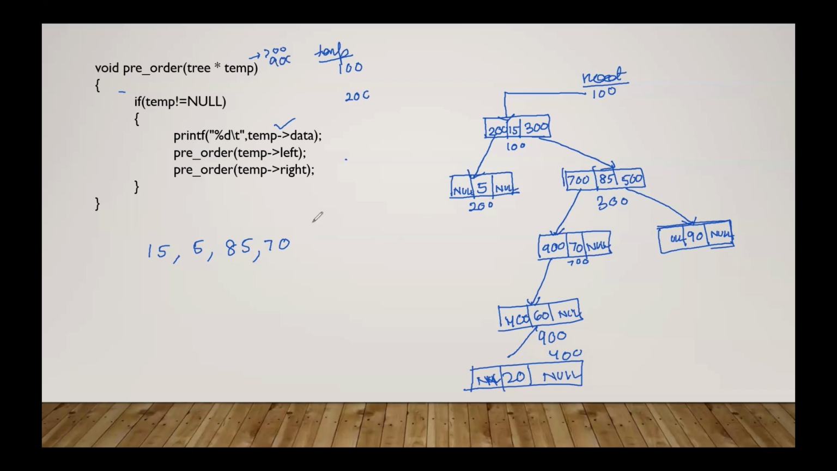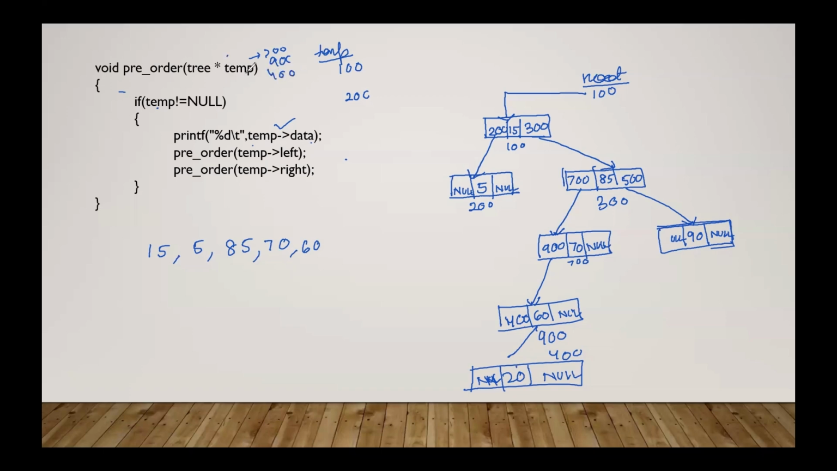So whenever you pass the 900, 900 is not equal to null, it will print which value? 900 data. What is the 900 data? 60. After that, what happened? Pre-order temp left, 900 left. Which one is the 900 left? 900 left is 400. So it will go to this node. So 400, it will pass the 400.